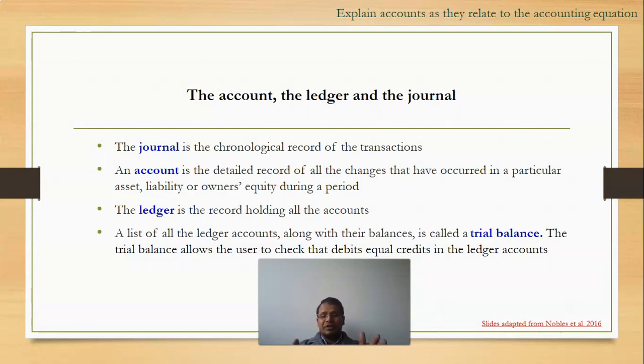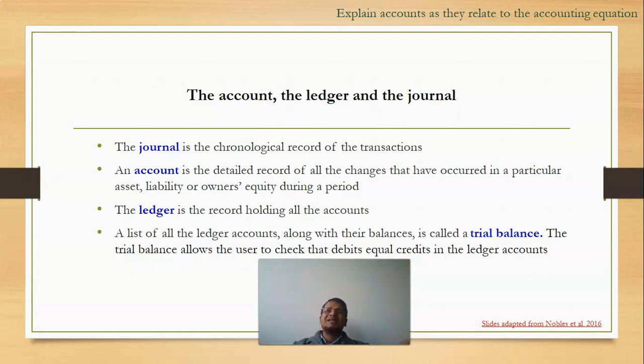Each and every transaction should have two sides. One is the debit side, the other is the credit side, and the two sides should be equal. After recording the transactions on the two sides of a particular account, what is the balance? The difference between the total of debit and the total of credit is the balance.